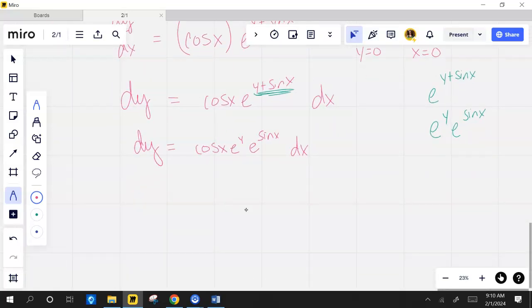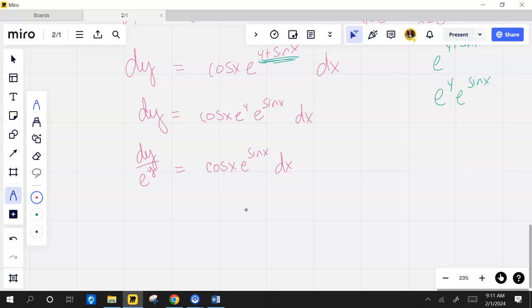Now I could divide by e to the y. And I would even write it instead, to help you see what's going on, e to the negative y dy. And I'm doing this in way more steps than what you really have to, just so that you really see what's going on here. All right, I'm ready to integrate.